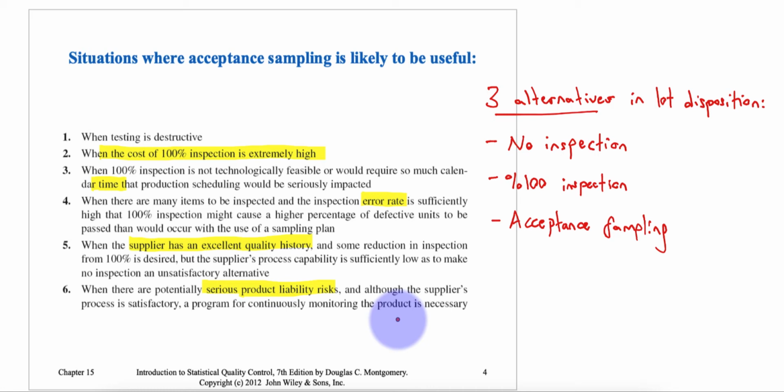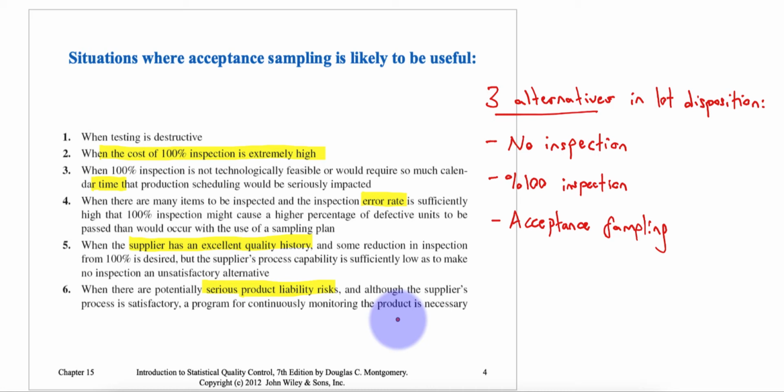And when this is useful in practice, the situations are as follows. When testing is destructive, for example, if the inspection is destructive on the product you are handling, you can go with acceptance sampling rather than 100% inspection. Why? Because it will ruin your products, okay? The second one, when the cost of 100% inspection is extremely high. Why? Because you are taking all of the items and then inspecting them. So it will be more costly.